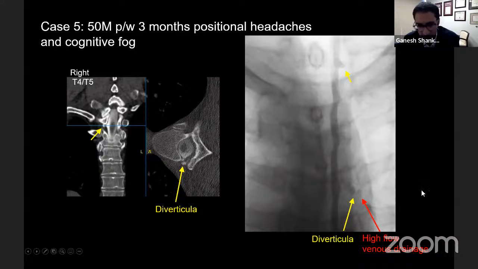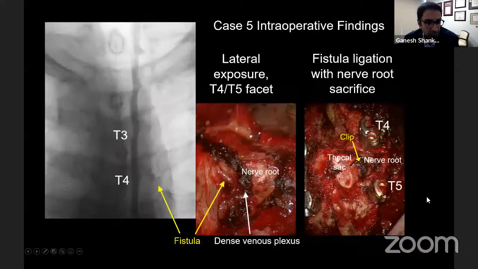This is the last case that I'll present, which is a 50-year-old male presenting with 3 months of positional headaches and cognitive fog. And so there was suspicion on a digital subtraction myelogram that there was extravasation of contrast through the T4, T5 foramen into the venous plexus. And this is what our intraoperative findings were when we had performed a full facet resection at T4, T5. Here's the nerve root, and then a rich venous plexus that attached right into the axilla of that nerve root.